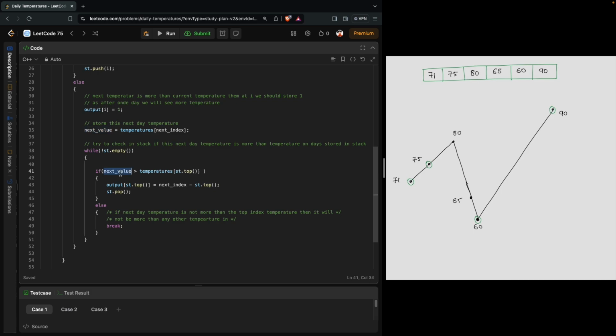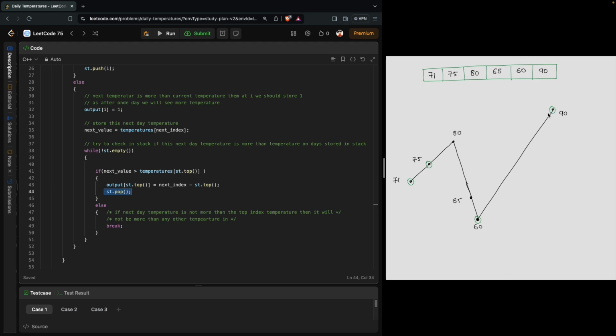First of all, the next value will be compared with the topmost element, that is 65. So we will check 65 is smaller than 90. So that is correct. So in this case, what we will do, we will find the difference between their days. So the difference is 1 and 2. Okay. So this next index minus the index which is stored at the top will give the number of days after which we will see the temperature 90. So we will store it in output and we will remove the topmost element, that is 65 or the index of the 65, right? And then again, we will look at the next element in the stack, which is 80.